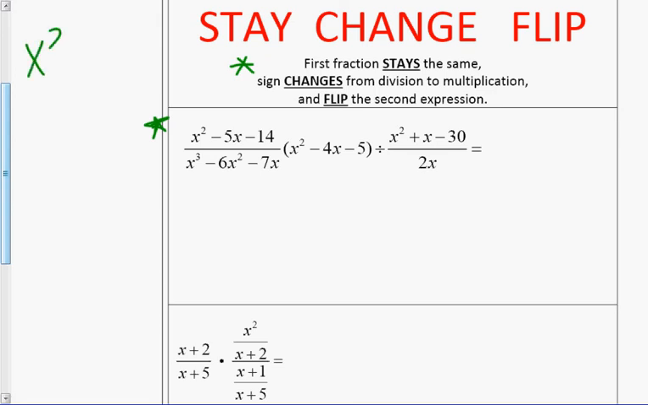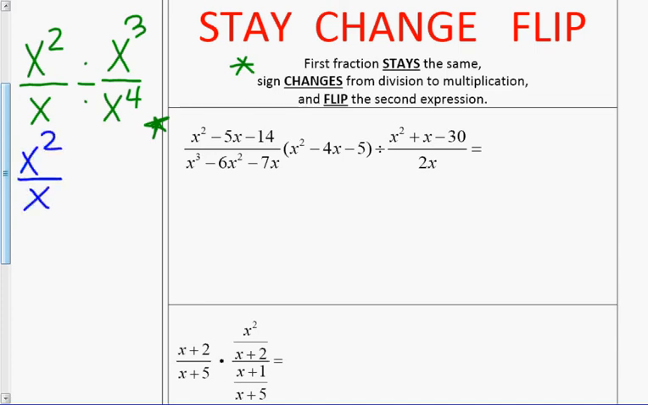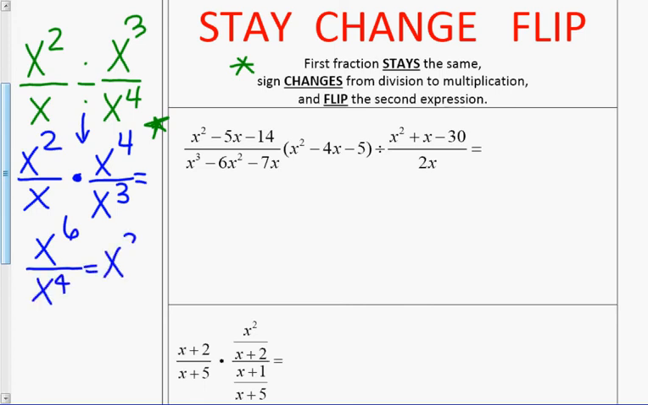If we did x squared over x divided by x to the third over x to the fourth, what stay, change, flip is this. We would keep the first fraction the same, the sign would change from division to multiplication, and we'd flip the second expression. And that's the reciprocal. And then, of course, we would simplify this. So you can write this one out. I just made this one up. But x to the 6th over x to the 4th, and that would just equal x squared.